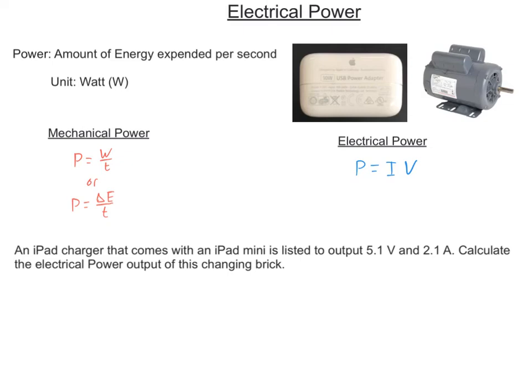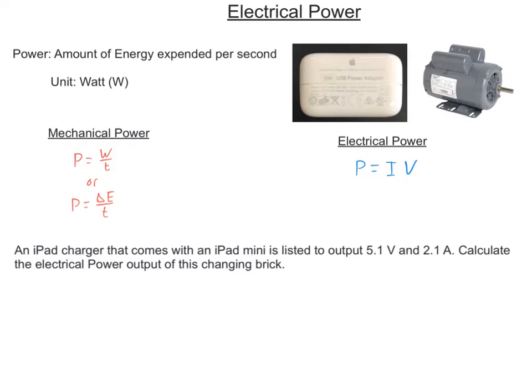Now, we've already talked about mechanical power, so now let's jump into electrical power since we're in our electricity and magnetism unit. Reminder, power is the amount of energy expended per second. It's how quickly you are spending energy. That is the definition of power, and its unit is the watt, of course. The mechanical power equation was work divided by time, or, because work and energy are interchangeable, change in energy divided by time. We're going to come back and use those equations in this lesson.